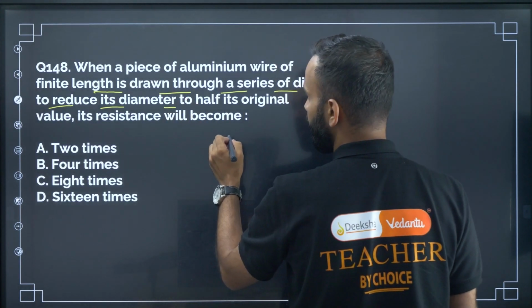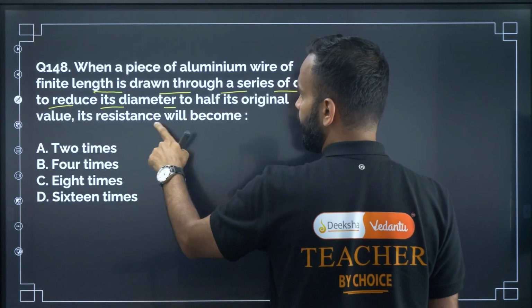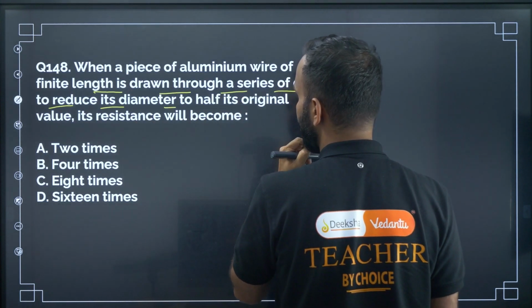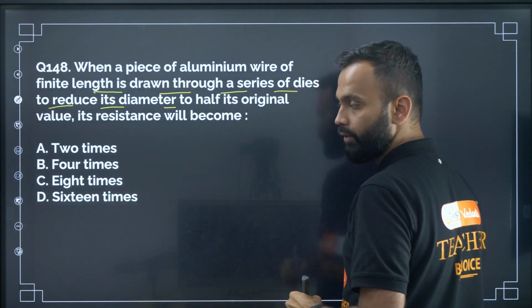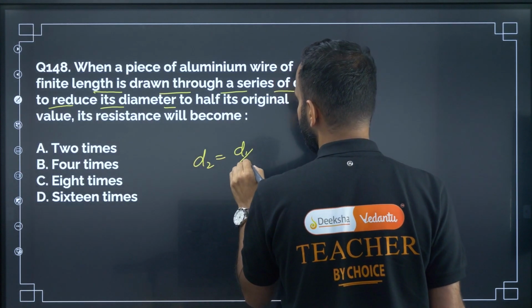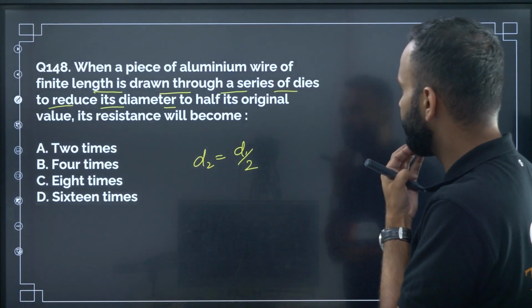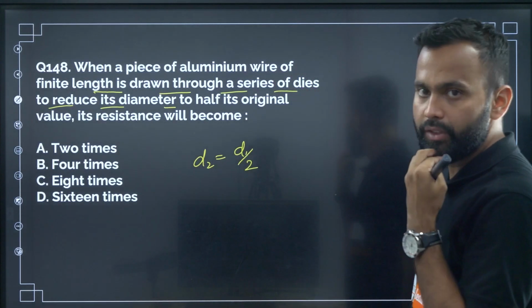A piece of aluminum wire of finite length is drawn through a series of dies to reduce its diameter to half its original value. D2 is equal to D1 divided by 2. We need to find the resistance, right?